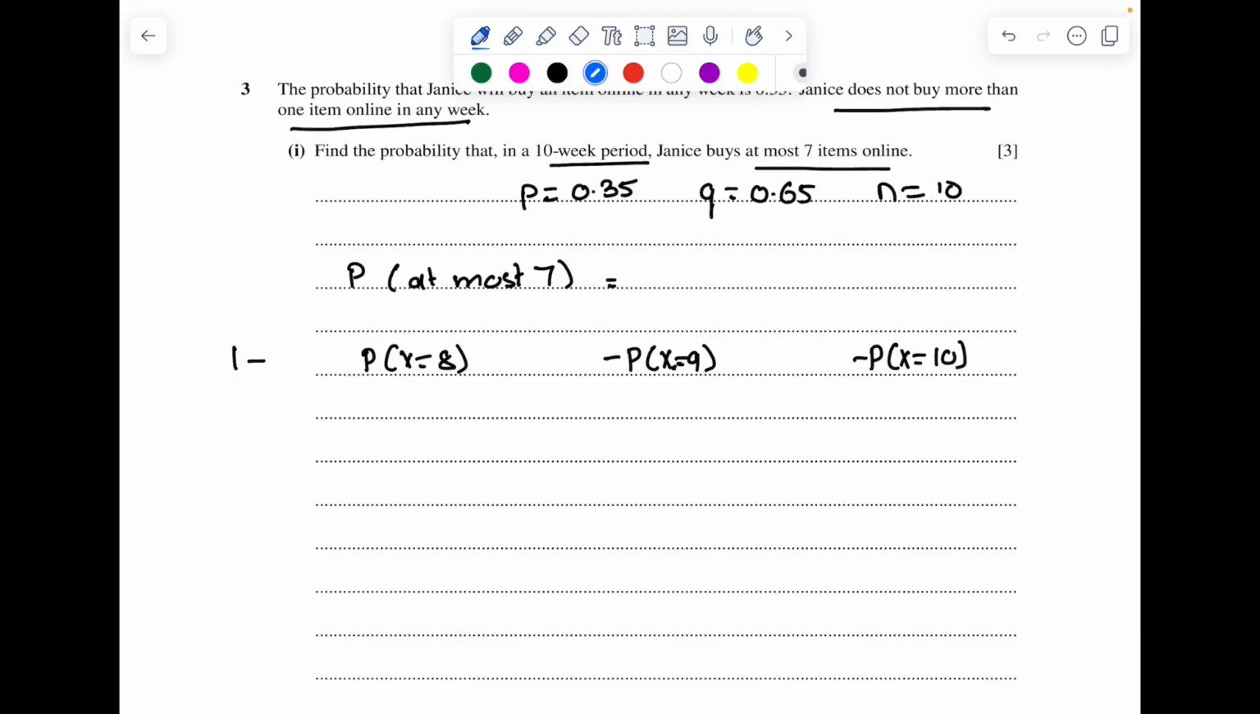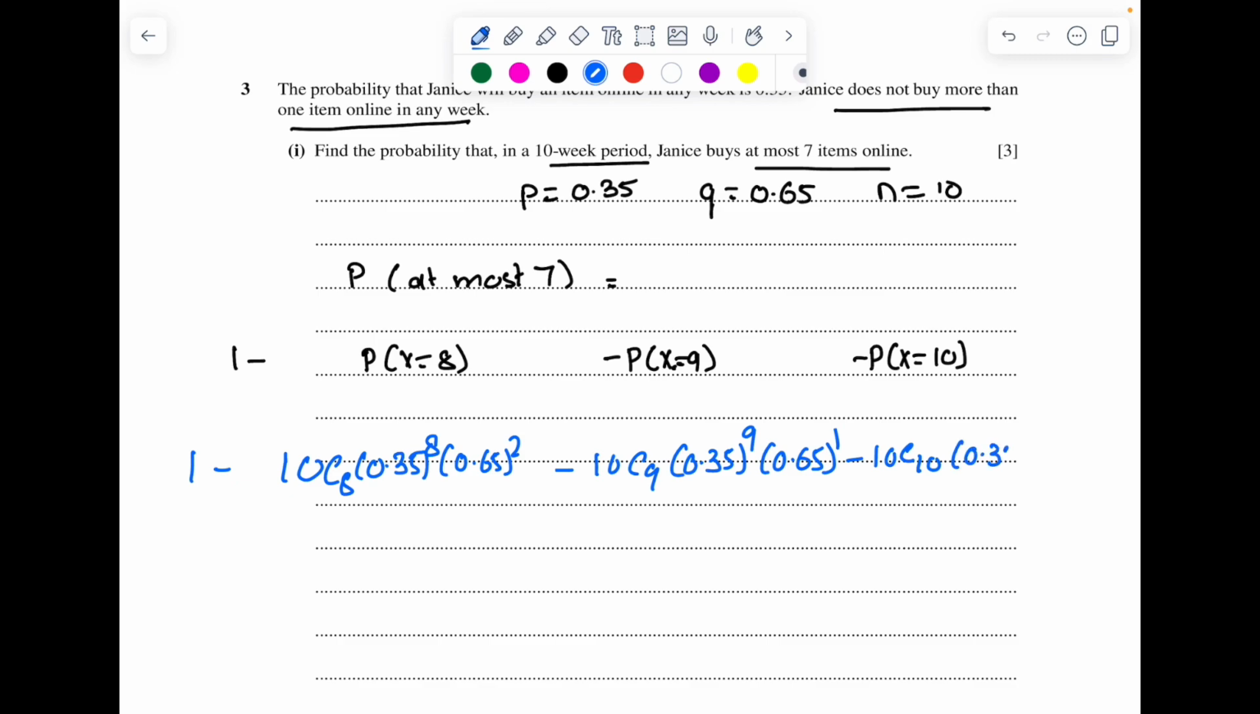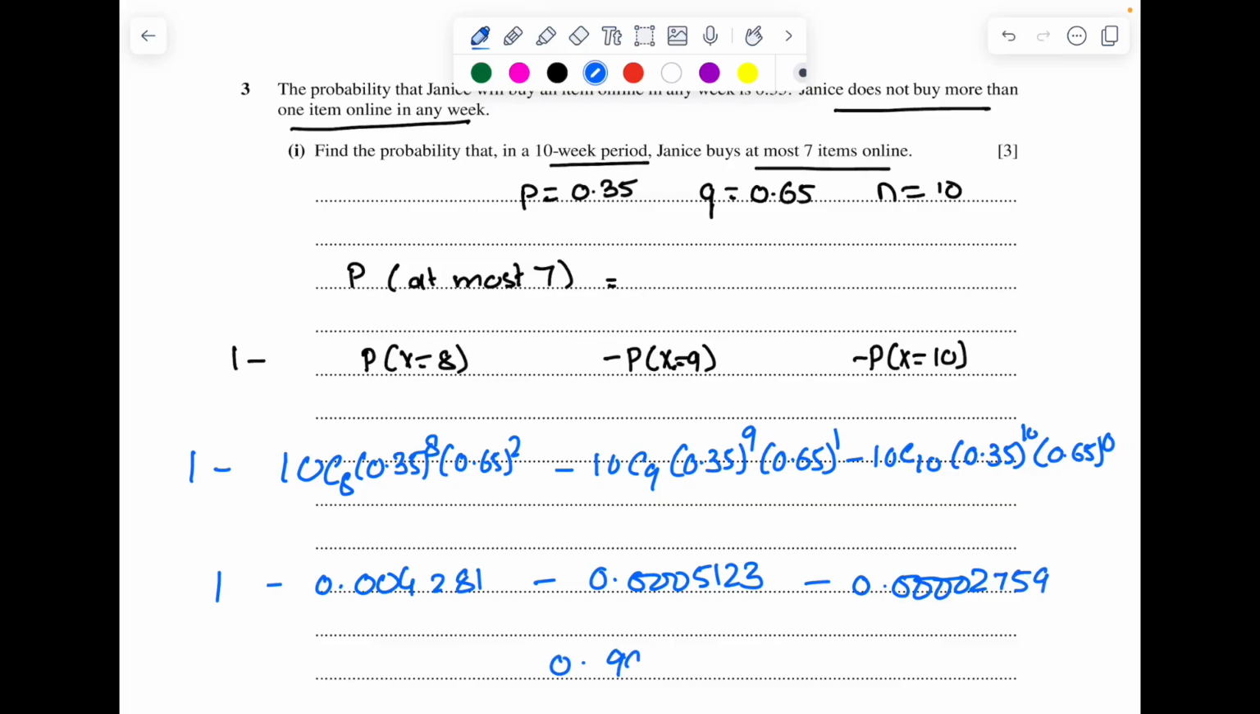Now 1 minus probability of x equals 8: 10C8 times 0.35 to the power of 8 times 0.65 to the power of 2, 10C9 times 0.35 to the power of 9 times 0.65 to the power of 1, 10C10 times 0.35 to the power of 10 times 0.65 to the power of 0. So 1 minus 0.004281, minus 0.0005123, minus 0.00002759, which gives you 0.995.